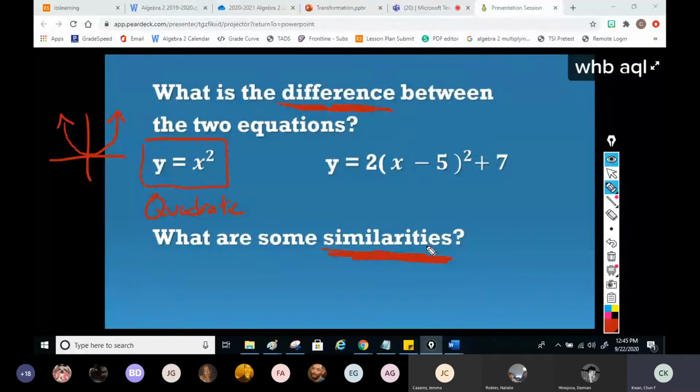Can some of you tell me in the chat what are some differences and how are they similar? Maybe I'll give you 20 seconds. Just type it in the chat box, please. How are they similar? How are they different?